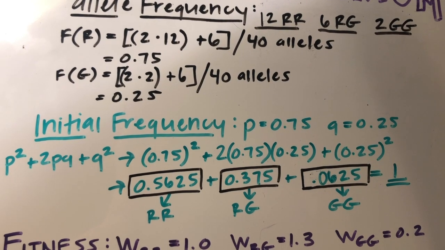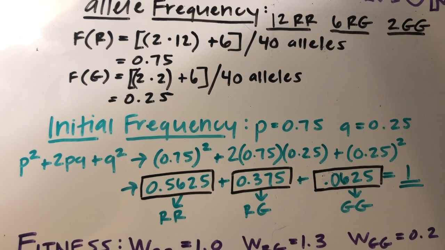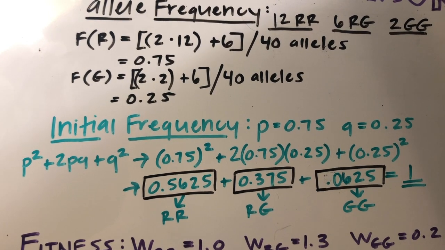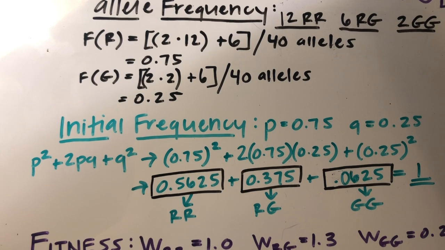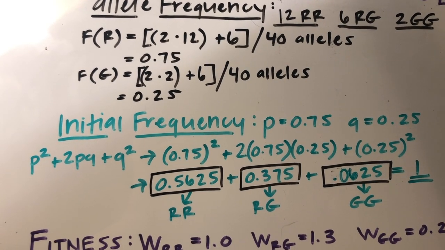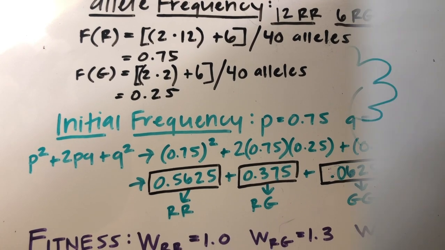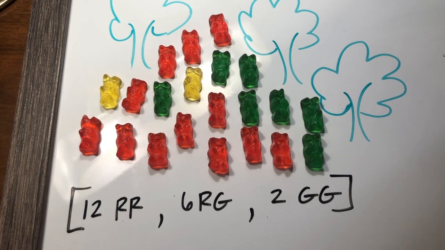Now that we've determined our allele frequency, we can plug it into the equation p squared plus 2pq plus q squared, where p equals 0.75 and q equals 0.25, to find the initial frequency of each genotype in the population. Because the frequencies add up to 1, we have confirmed that our population is in equilibrium. The allele frequencies will remain at equilibrium if all assumptions of the Hardy Weinberg law are met.